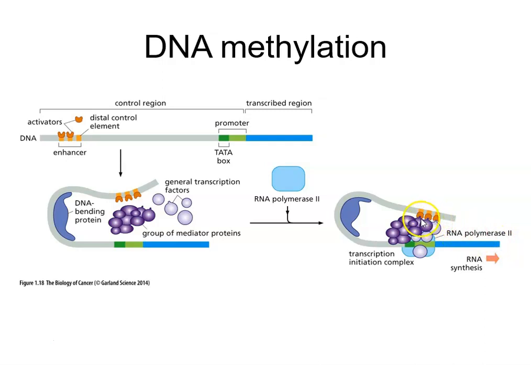If one or more of these components here are missing, then the whole complex can fail to form. The thing that can stop these little orange activators or transcription factors from binding is a single C turning into a 5-methyl cytosine at this point here or this point here, and that can stop the whole complex from forming, and that can silence this particular gene.